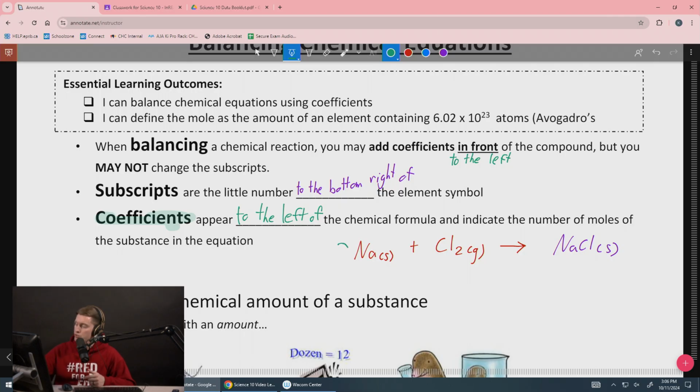If I put a 2 here and a 2 here, this indicates that I have 2 sodium atoms reacting with 1 chlorine molecule to produce 2 sodium chlorides. I can add these coefficients, not a subscript, because it doesn't change my molecule. It just tells me I have more of this thing. So 2 parts sodium plus 1 part chlorine gives me 2 sodium chlorides.